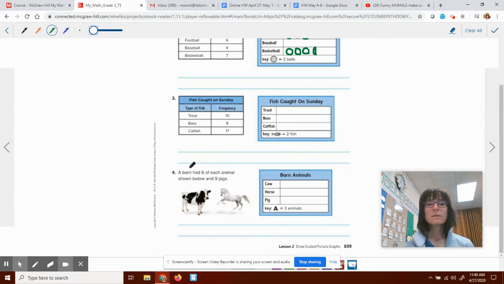On 4, it says a barn had 6 of each animal. So I have 6 cows, I have 6 horses, and I have 9 pigs. Pay close attention. 3 animals are represented with each letter A. So if I have 6 cows, I'm going to put 2 letter A's because it's the same as saying 3 plus 3. I'm going to let you do this. On the bottom, write a sentence analyzing this information.